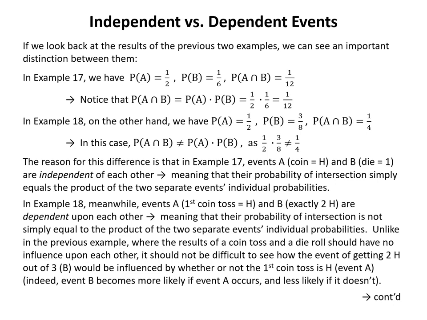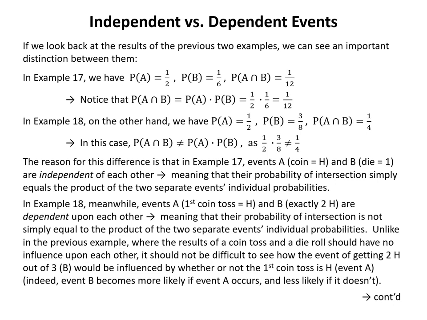In example 18, on the other hand, we get probability of A equals 1/2 and probability of B equals 3/8, and the probability of A intersection B equals 1/4. And in this particular case, 1/2 times 3/8 does not equal 1/4. In fact, it equals 3 over 16. So in this case, the probability of the intersection of A and B does not equal the product of the probability of A and the probability of B.